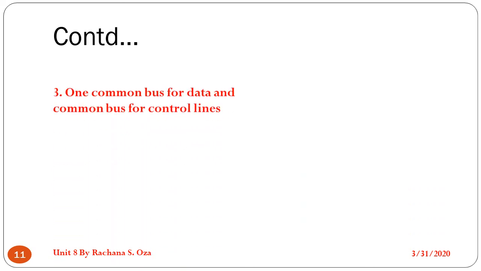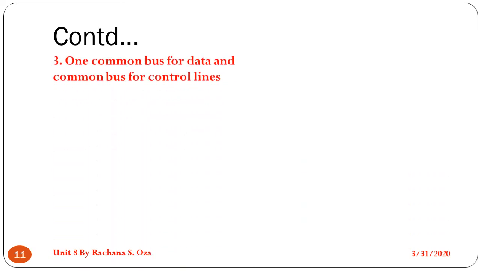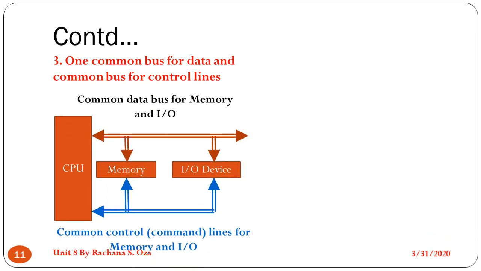Now the third technique is a common bus for data and a common bus for the control lines. Let us go with the limitation of the second technique. What is the limitation of the second technique? Again the same. If you have n number of IO devices, you may have n number of control lines, separate control lines for all of them. So it will again mash up all your configuration or fabrication.